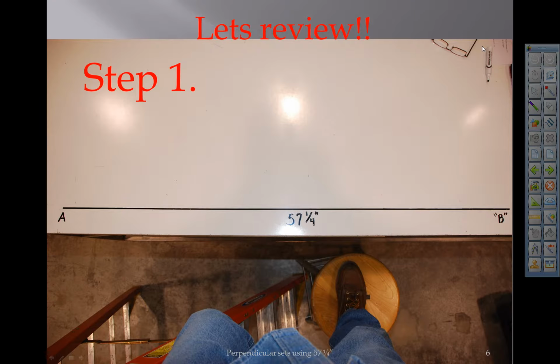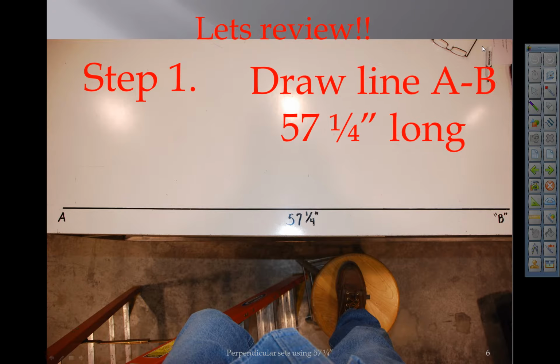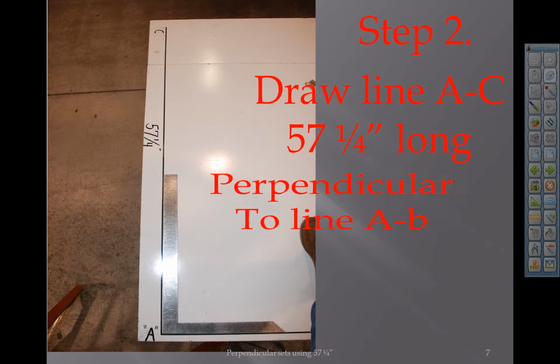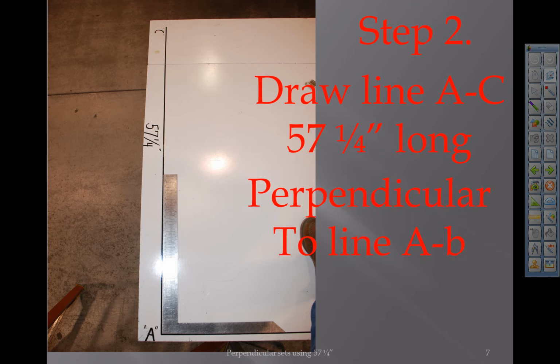Step 1, draw line AB 57 1/4 inches long. Step 2, draw line AC 57 1/4 inches long, perpendicular to line AB.